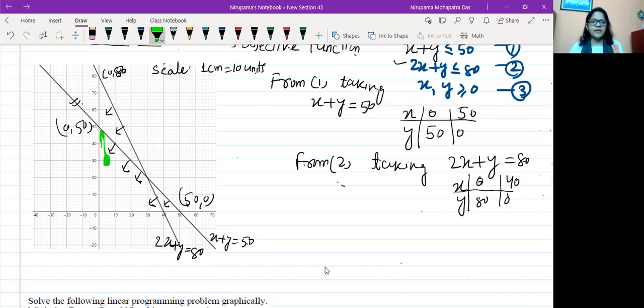So x, y greater than or equal to 0, so our graph will not be going beyond the first quadrant. So you have to shade the region like this. After shading, the next step is what? You have to find the corner points of the bounded region.